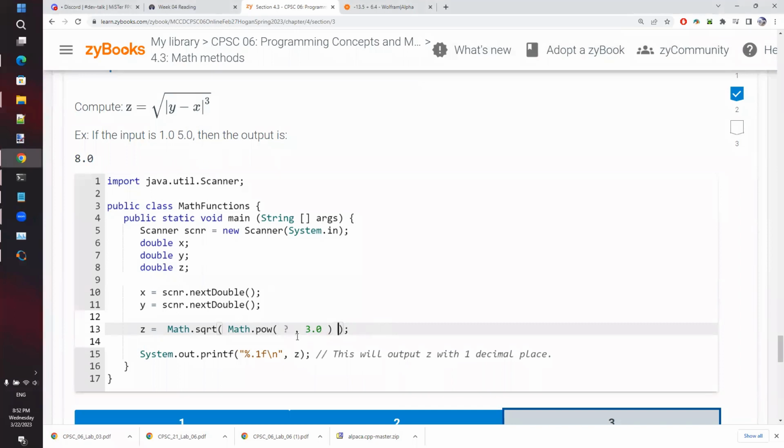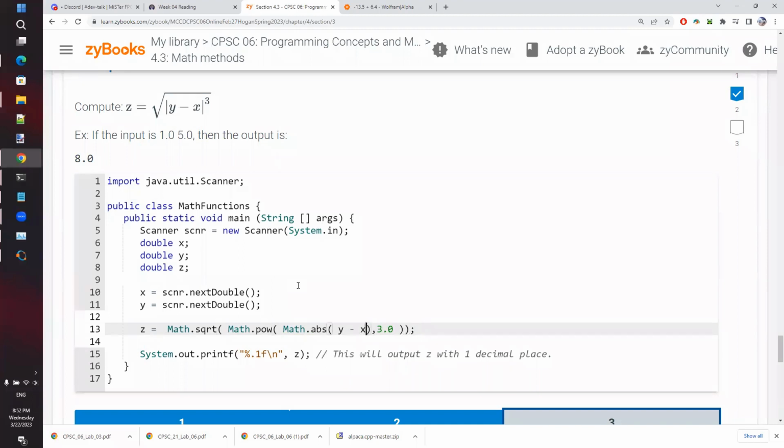Okay. Now, what's the first thing? Well, what are we taking the cube of here? We're taking the cube of an absolute value. So inside Math.pow, we need an absolute value. So right where the cursor is, I need Math.abs, and I'll put both sides of the parentheses in. And then what's in the abs? What's in the absolute value is y minus x. So y minus x, like this.